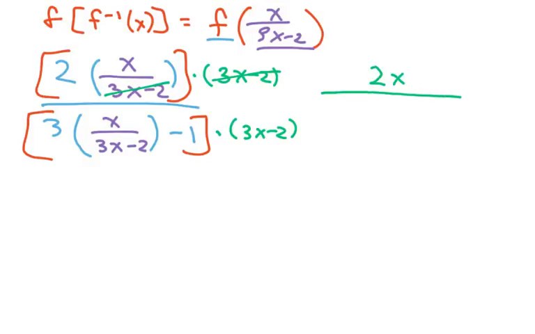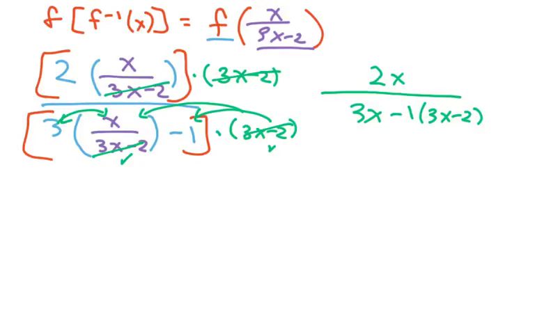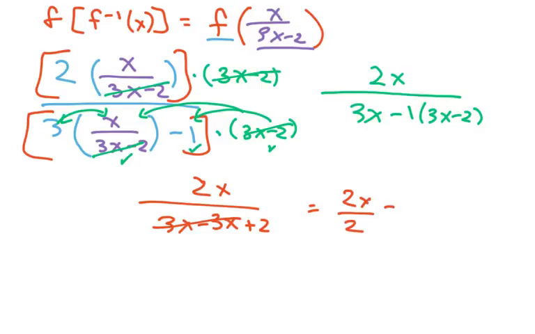The denominator, these two will cancel, so you just get 3x. I just multiplied those two here. And then we have minus 1 times 3x minus 2, because you have to distribute here as well. These would have canceled here, but you have to distribute there. Now let's simplify. So you get 2x over 3x minus 3x plus 2. These cancel, and that gives you 2x over 2, which equals x.